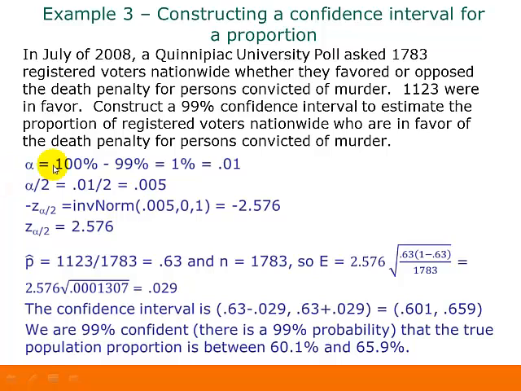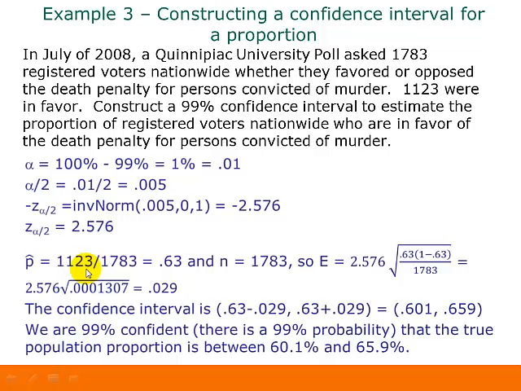So again, the first thing to do is find alpha. Alpha is 100% minus our confidence level, which would give us 1% or 0.01. Then we divide alpha by 2, which gives us 0.005. Our negative critical value is inverse norm of 0.005, which would give us negative 2.576. So the critical value we use in the formula is 2.576. Our p hat we actually have to calculate here.